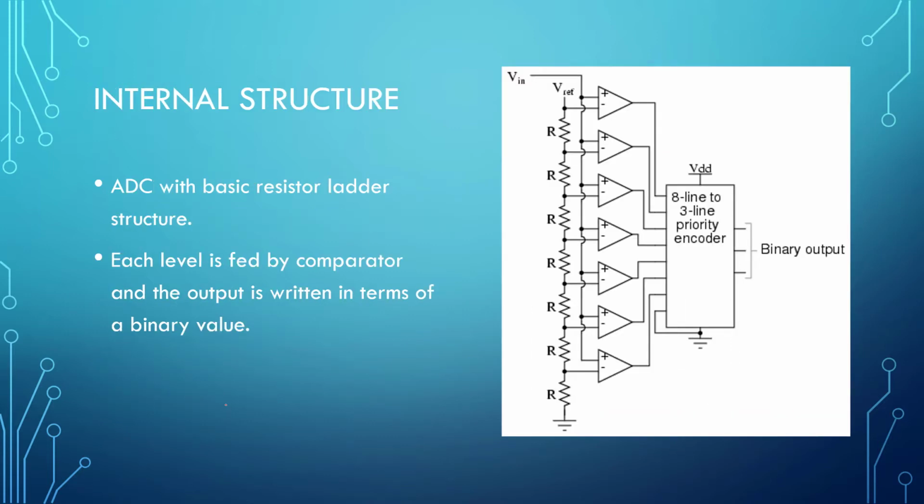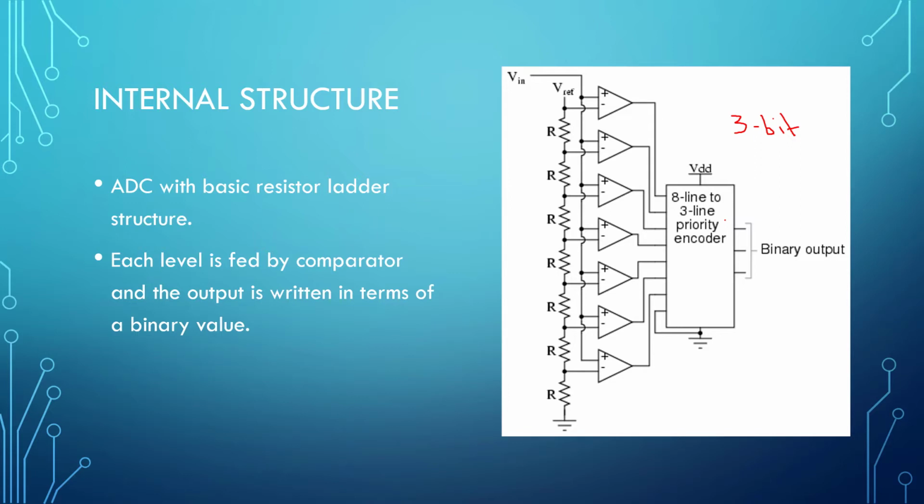The internal structure of an ADC is basically a ladder structure, and in this structure we can see some resistors and some comparators connected with this 8 line to 3 line encoder. These 8 lines are 8 quantization levels. Each line represents a specific voltage value, and it gives an output in terms of bits. So basically it's a 3-bit ADC, and it converts the values into binary form in 3 bits.